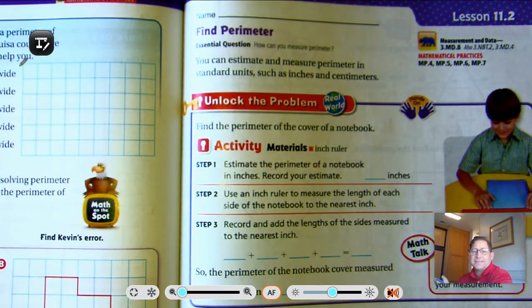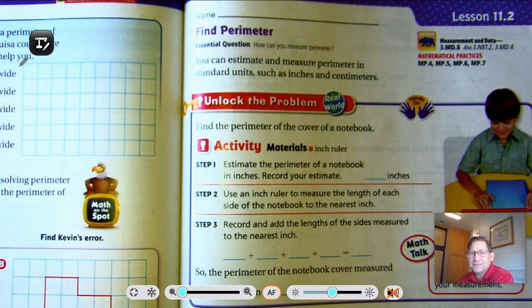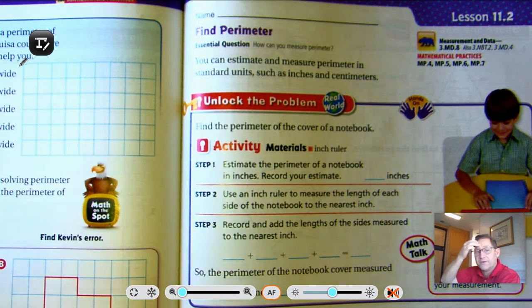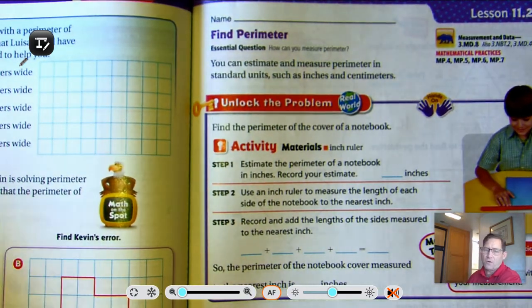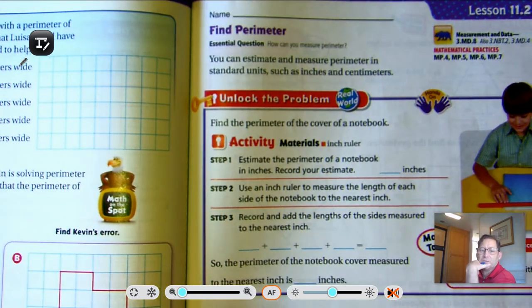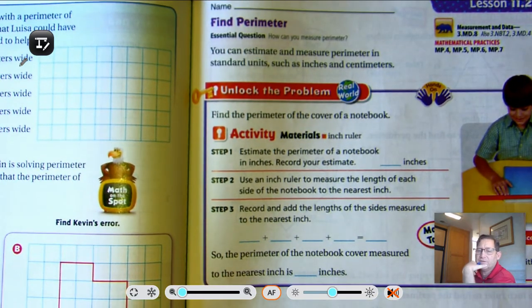And so it says you can estimate. Remember, an estimate is an educated guess, a reasonable guess about the length of something, and measure the perimeter in standard units such as inches and centimeters. All right, so to unlock the problem, find the perimeter of the cover of a notebook.